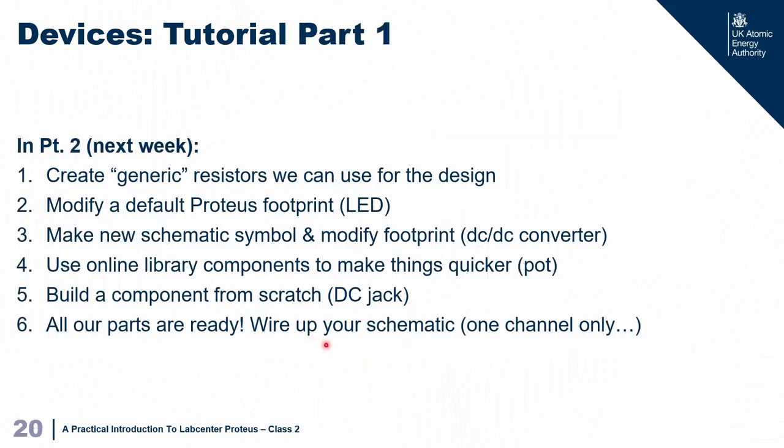Next week, we're going to finish the parts. So we'll make the generic resistors that we can use. We're going to put in an LED, the DC-DC converter for power conversion, and a potentiometer so you can actually change the volume. We're going to have the DC jack to power it so you're not running out of 9-volt batteries. And then we're only going to wire one channel because there's a special trick in Proteus where you can duplicate the parts and the layout at the same time, so you're not doing the same thing twice. We might do that actually, we might not.